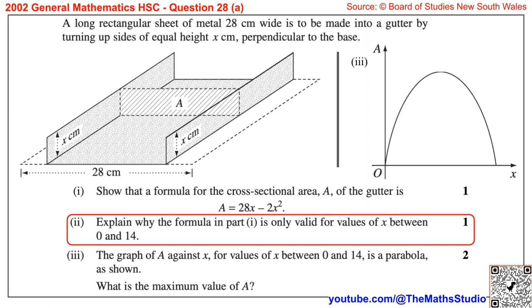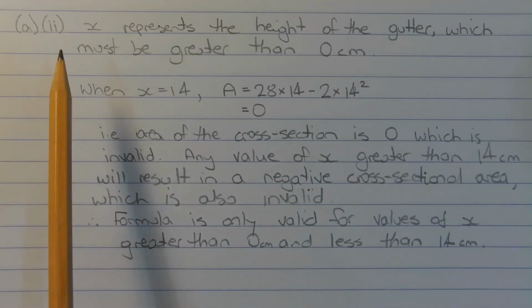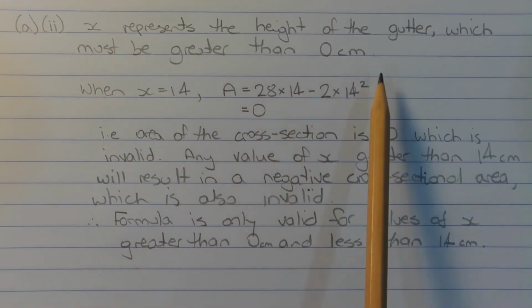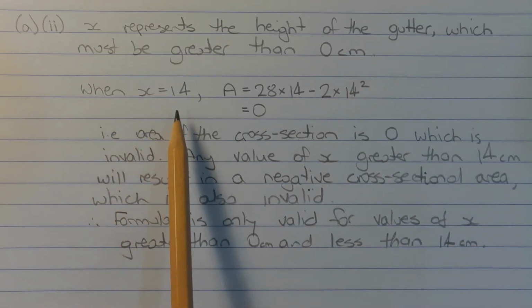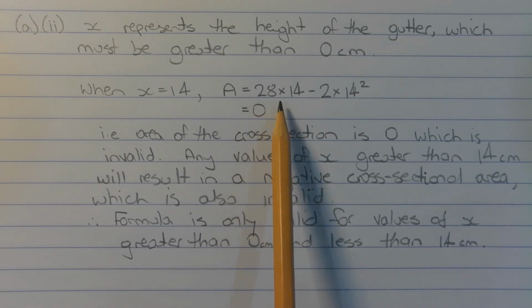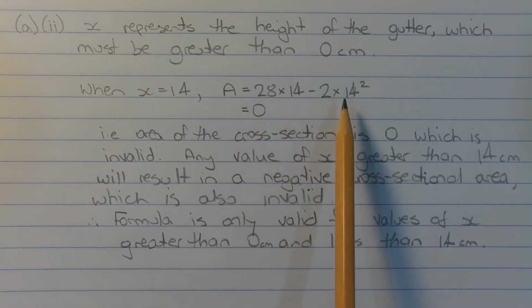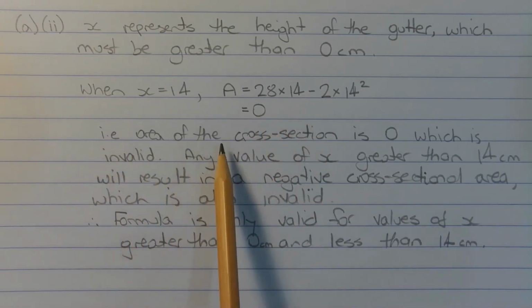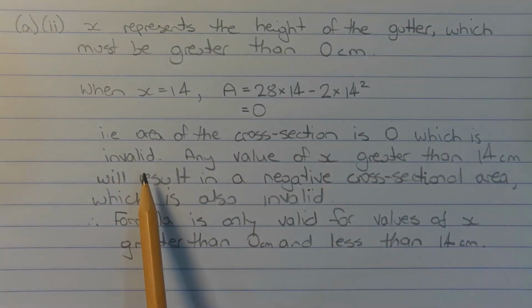Part 2. Explain why the formula in Part 1 is only valid for values of x between 0 and 14. x represents the height of the gutter, which must be greater than 0 centimeters. Now when x equals 14, the cross-sectional area A is equal to 28 times 14 minus 2 times 14 squared, which equals 0. That is, the area of the cross-section is 0, which is invalid.